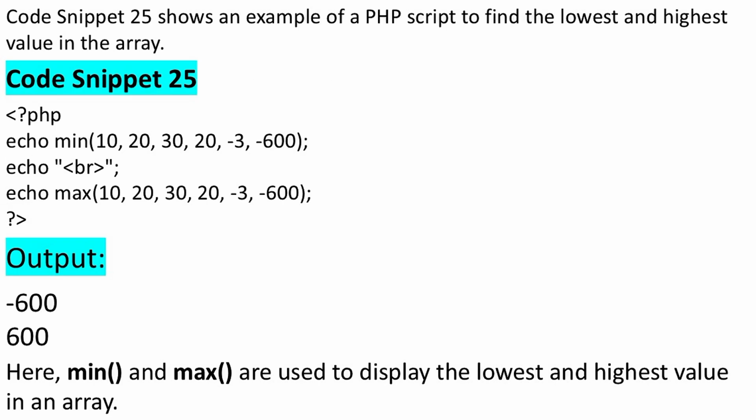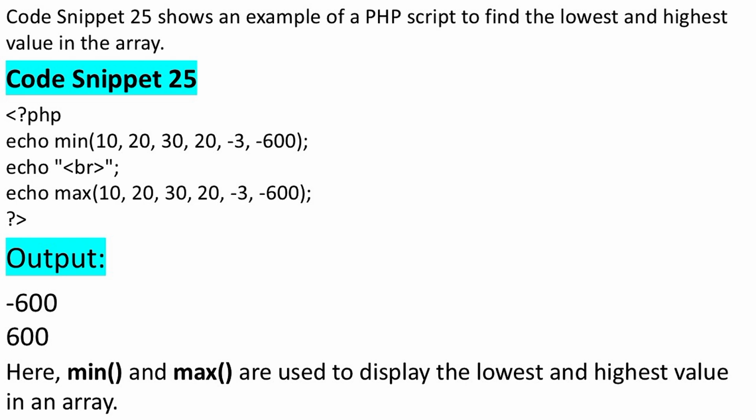Now that we've understood how the min and max functions work individually, let's take a look at a practical example that shows both of them in action together. In code snippet 25, we have a simple PHP program that demonstrates how to find the lowest and highest values from a set of numbers using these two functions.